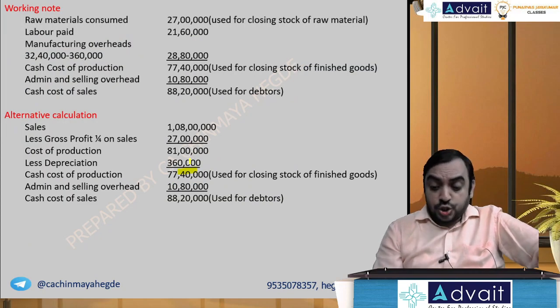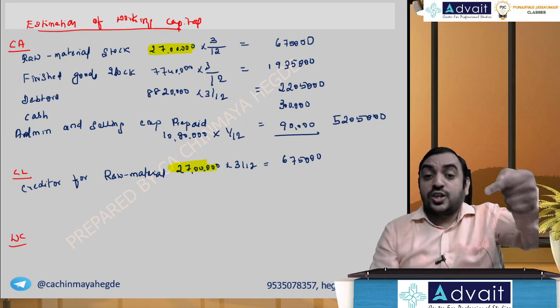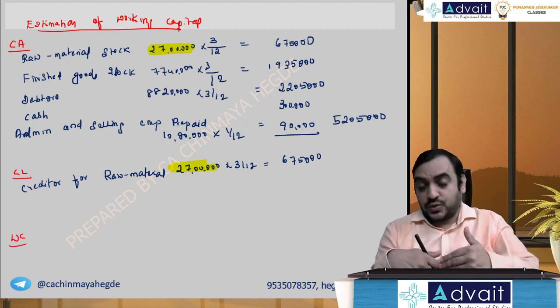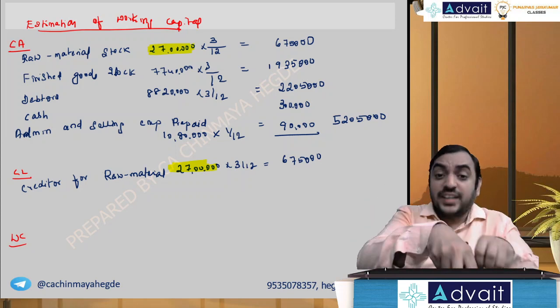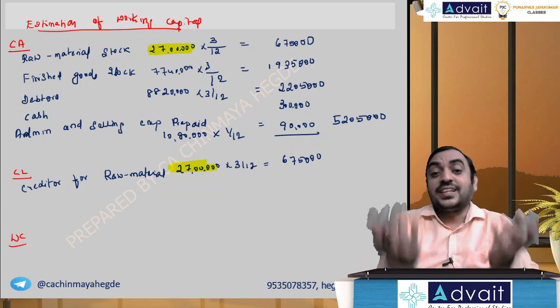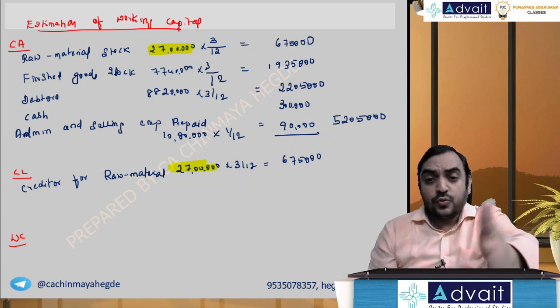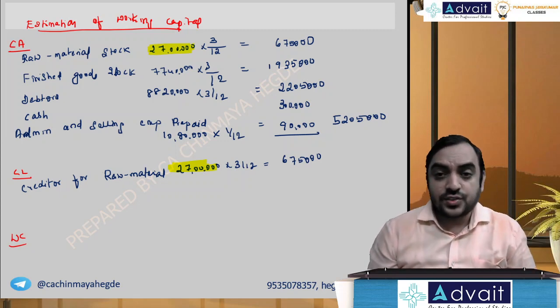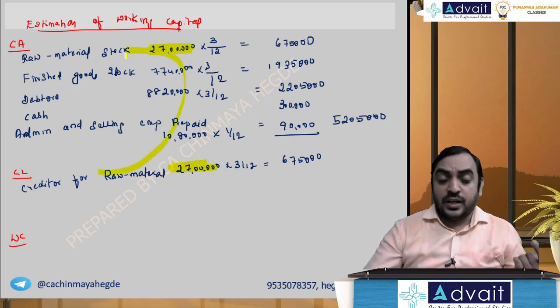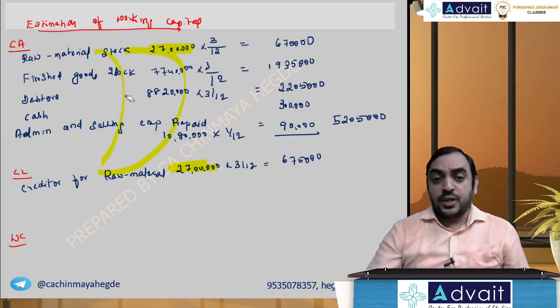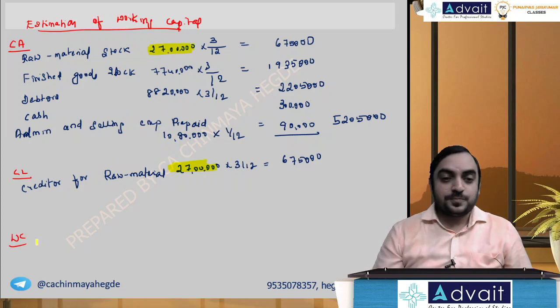What is raw material consumed plus what is the closing stock? You should add that also. Get my point? Raw material consumed during the year plus closing stock, that is my purchases. Of that, 3 by 12, I'll get the creditors. And some people get confused. They'll use the credit period for raw material. Just be aware of the differentiation.